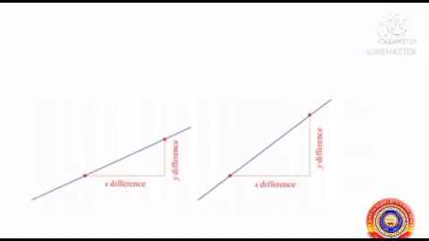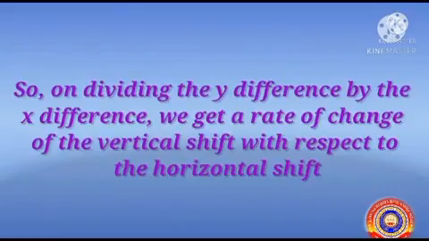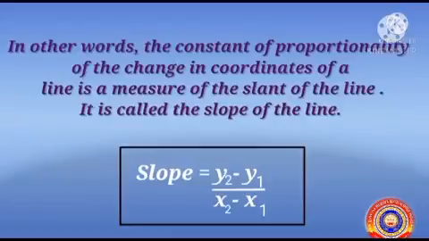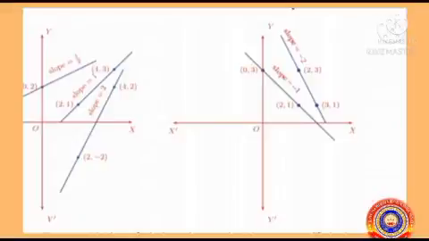Okay children, then we can say that on dividing the y difference by the x difference, we get a rate of change of the vertical shift with respect to the horizontal shift. In other words, we can say that the constant of proportionality of the change in coordinates of a line is a measure of the slant of the line. It is called a slope of the line, and the formula is y2 minus y1 by x2 minus x1. Once more, slope is equal to y2 minus y1 by x2 minus x1. Is it clear for you children?